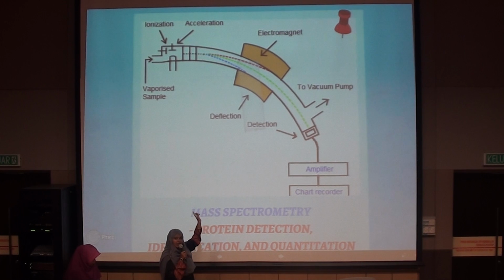First the sample will be ionized, and the positive charge will pass through the electromagnet, and it will be detected. If the positive charge is on top of the electromagnet, it means it's heavy. If it's lower, it means it's light.